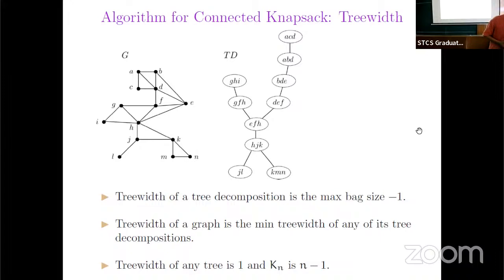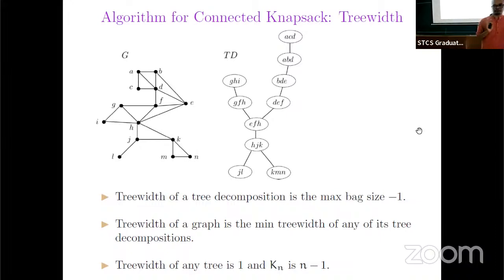You told the bags, there are three conditions. One is each vertex should be in some bag. Each edge should be in some bag. Correct. Then when do you draw edges between two bags? I'm given a tree that satisfies the conditions. It could be an arbitrary tree on the bags. Correct. For example, you can put all vertices in one bag.